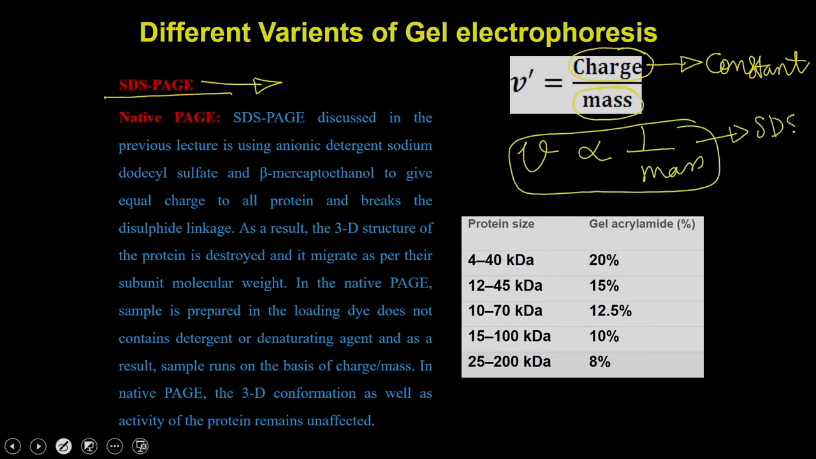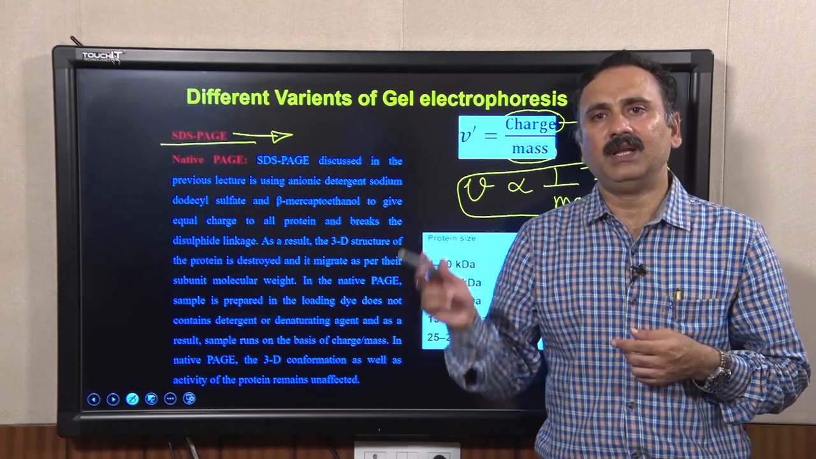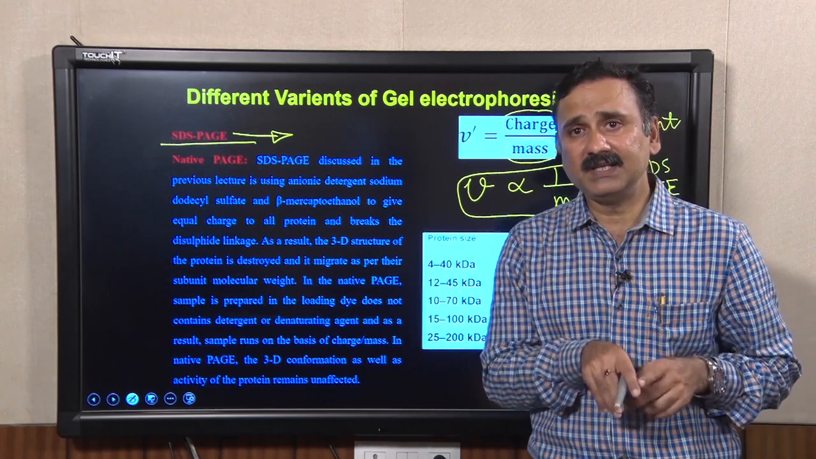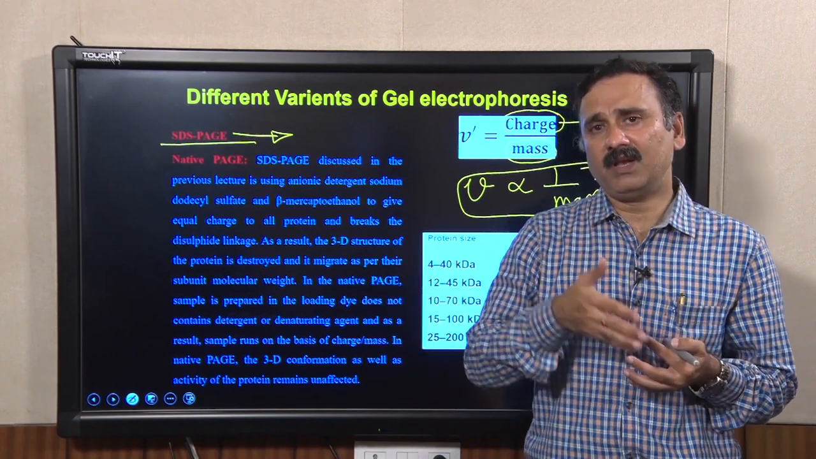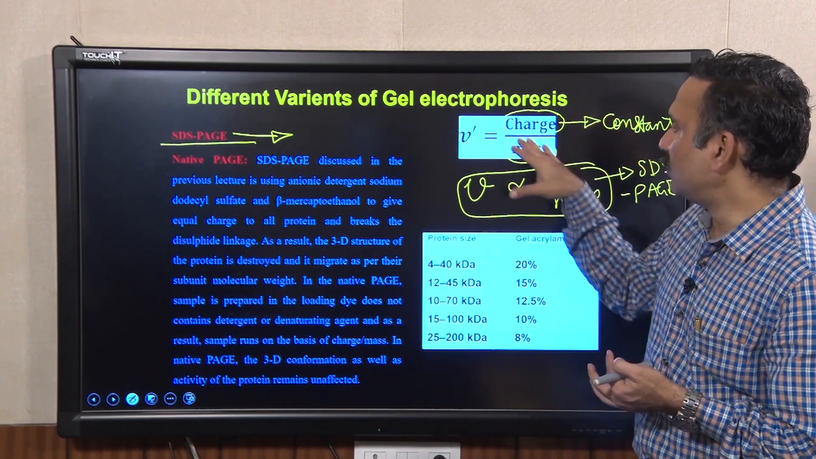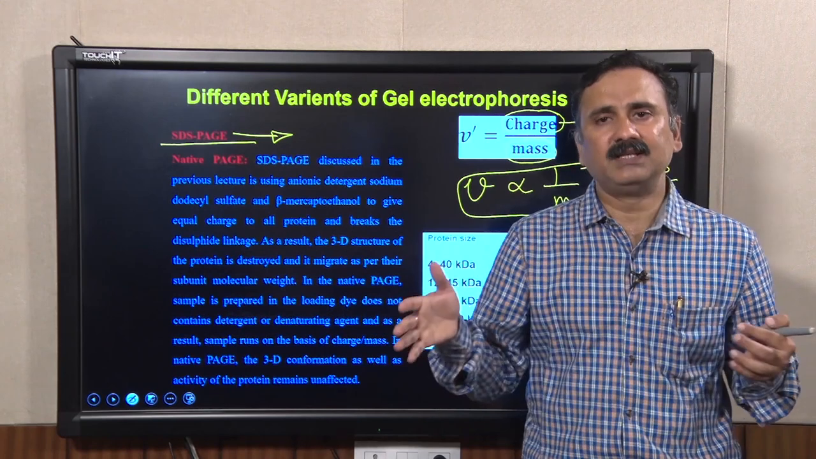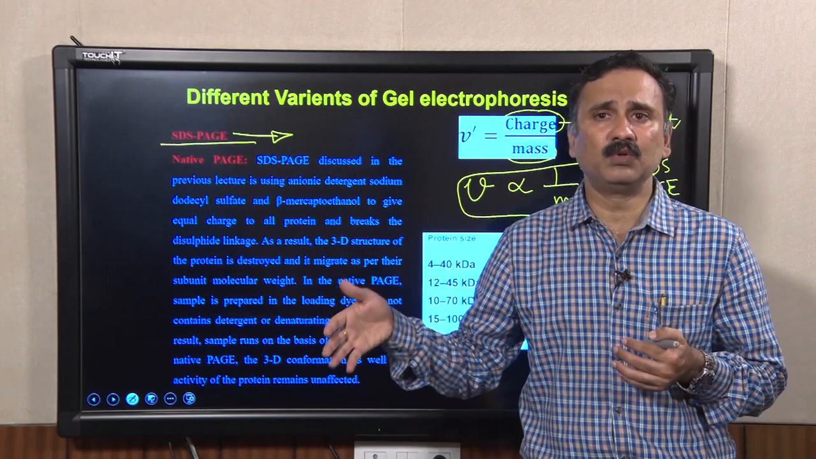So if I add the SDS into the gel electrophoresis, the SDS is going to bind to the protein molecules, and as a result it is going to give a negative charge. And since the charge imparted by the SDS is going to be uniform for every protein, the charge component is nullified, and as a result the electrophoretic mobility is going to be inversely proportional to the mass.